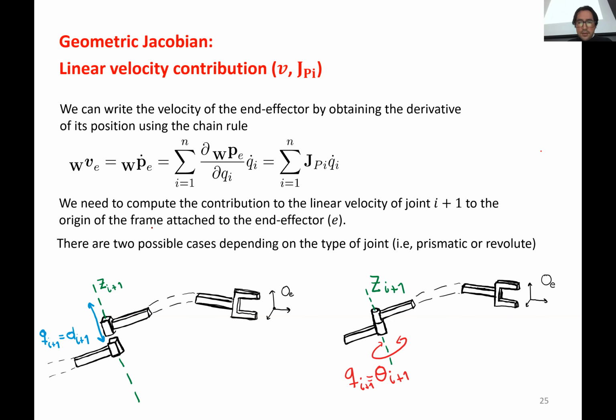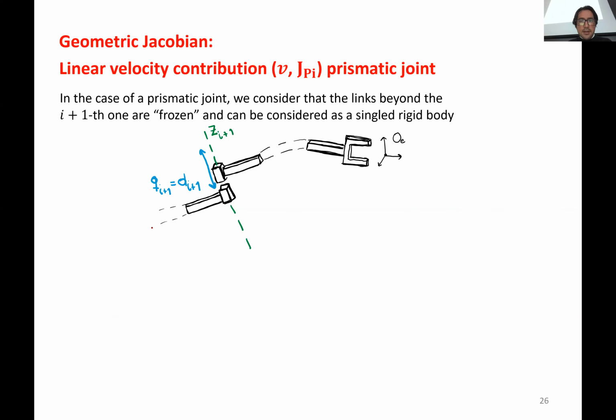Okay, so let's start with the prismatic joint. In the case of a prismatic joint, we're going to assume that all the links after the joint that we're looking at are frozen. What I mean by this is that the velocity of the end effector after this point, the point that we're analyzing, is just equal to the specific contribution of that joint. So it's just the velocity from i to i+1. All the rest is frozen, it's not moving.